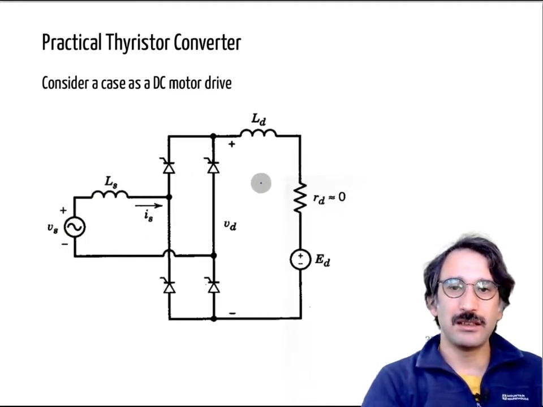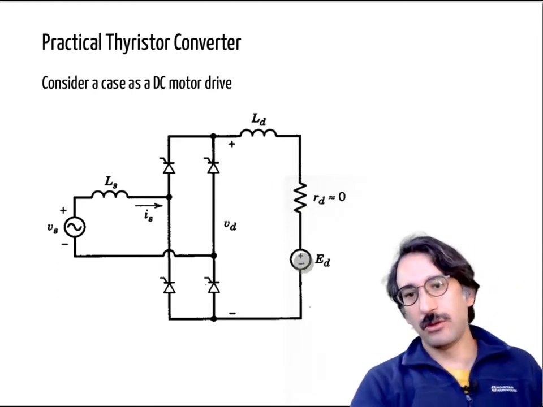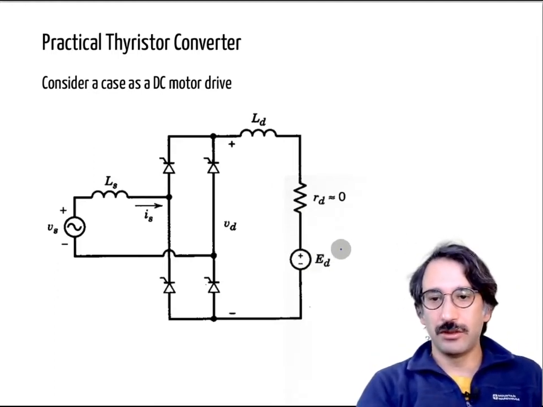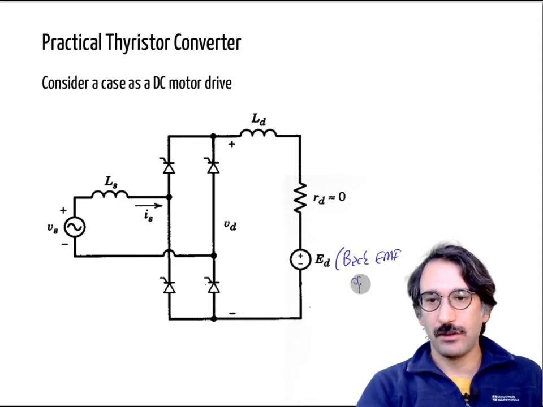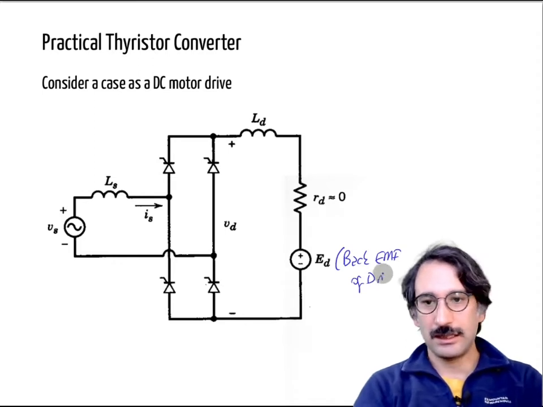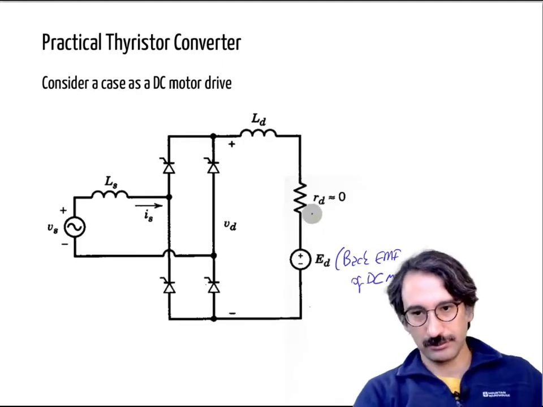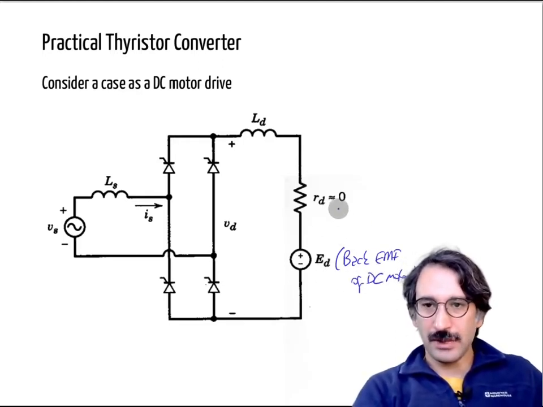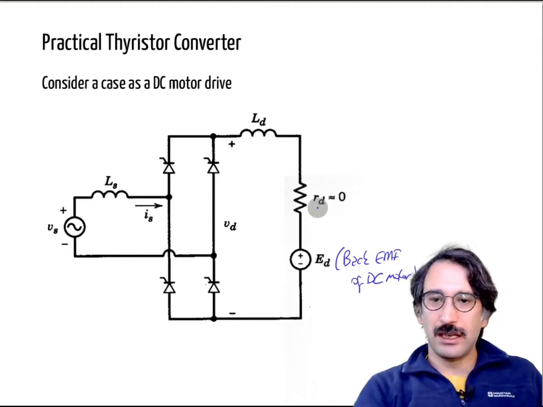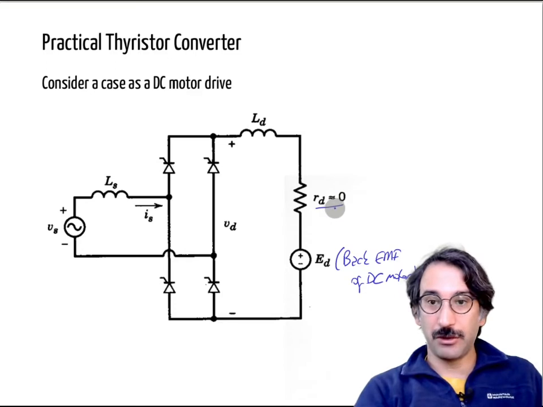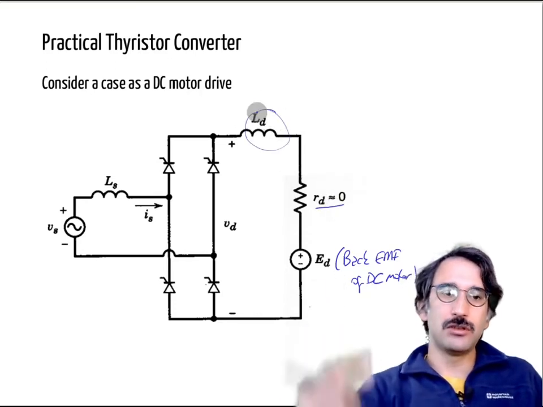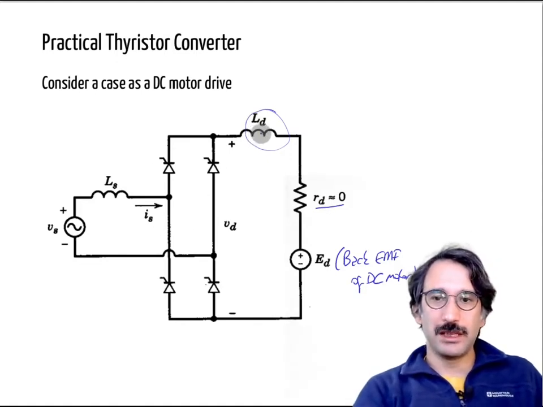I have my thyristors, and this is not an original voltage source, this is the back EMF of a DC motor. And actually in the previous years with the hardware projects, some groups used that topology. And then you have the armature resistance. Usually this is kind of low, 0.1 ohm or depending on the motor size. And also because of the turns in the DC motor, you have some inductance here.